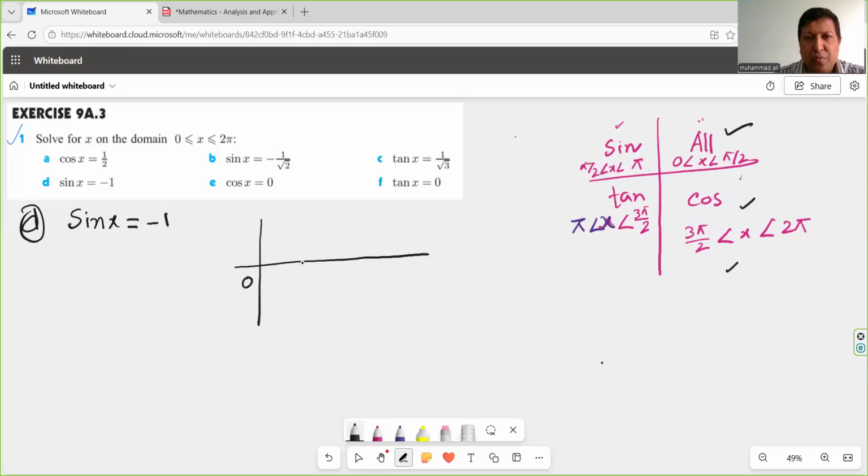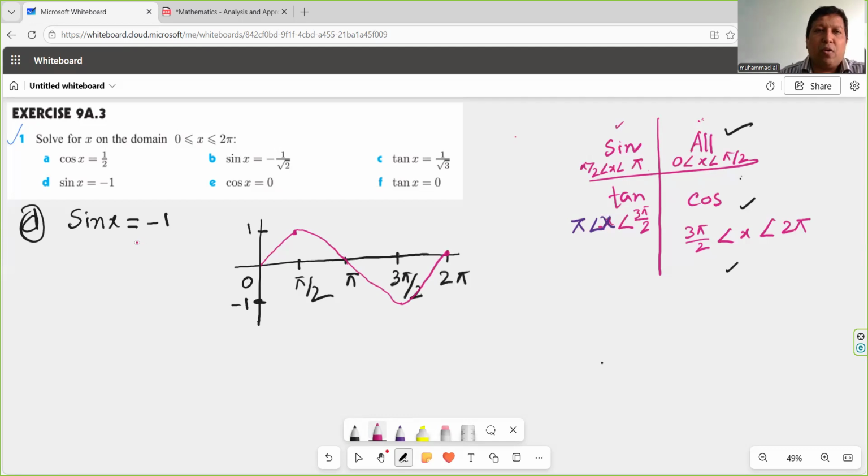That means it's 0, it is pi by 2, it is pi, it's 3 pi by 2, and that one is 2 pi. Maximum value is 1, minimum value is minus 1. Now in sine, when x value is 0, sin x is 0. When x value is pi by 2, sine pi by 2, result is 1. When pi, result is 0. When 3 pi by 2, sine 3 pi by 2, result is minus 1. When 2 pi, sine is again 0.